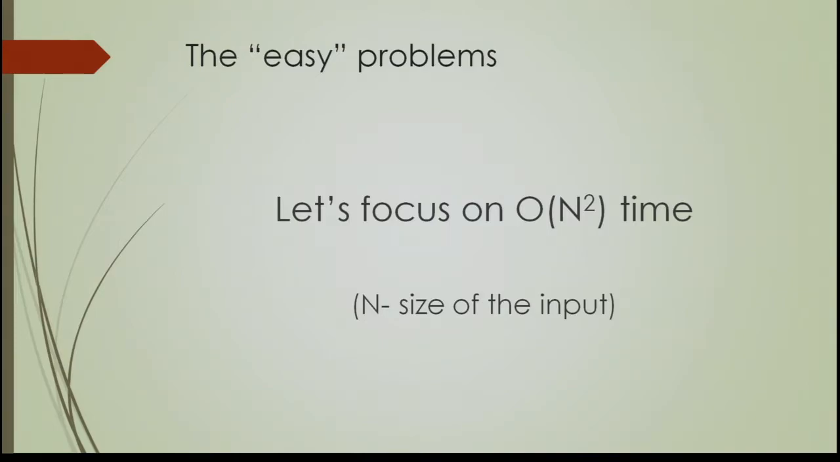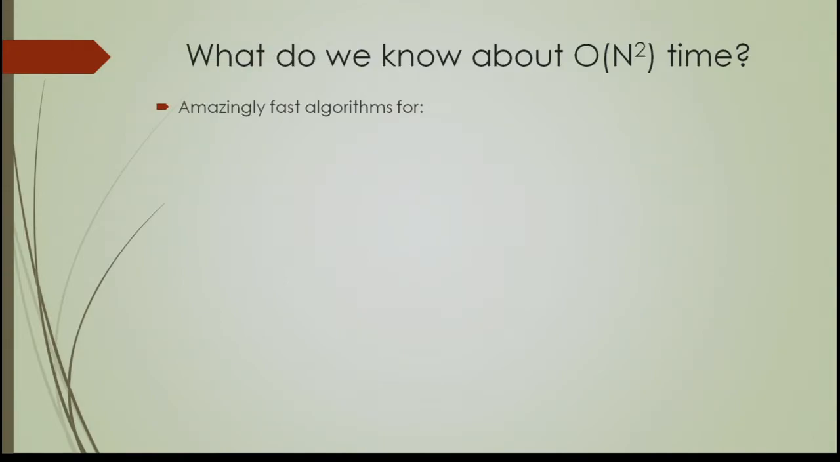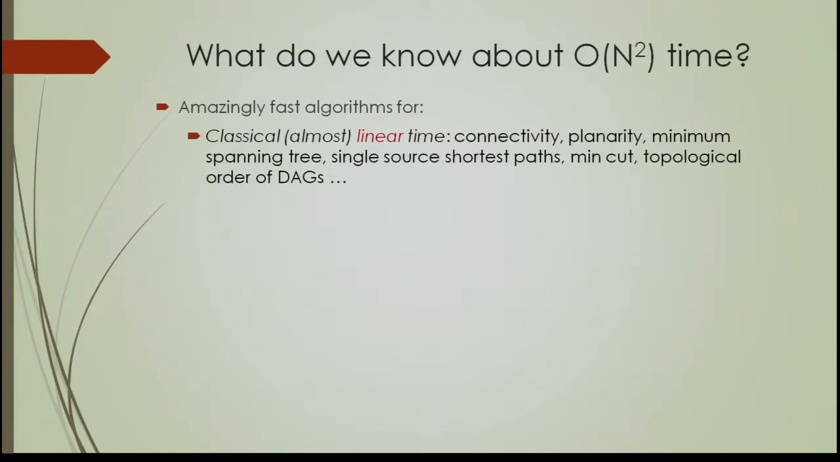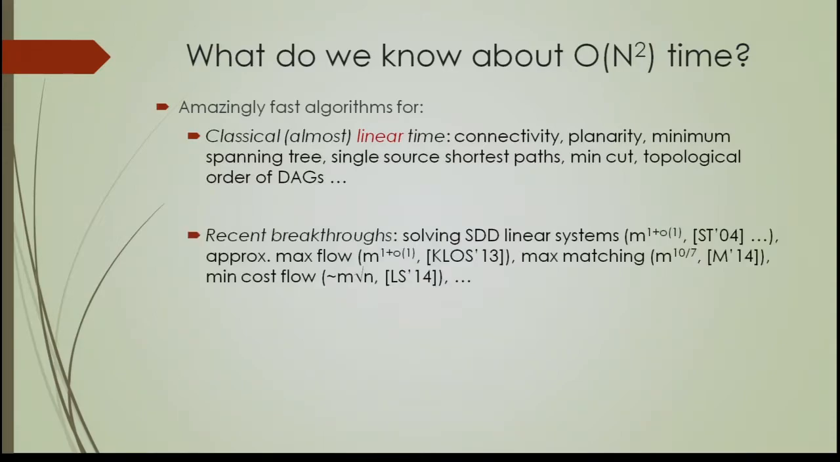What do we know about n squared time problems? We have really, really fast algorithms for a lot of interesting problems, faster than n squared time. We have all these classical linear time algorithms for strongly connected components, spanning tree, a lot of problems on graphs, and also other things like sorting and so on. But also we have really sophisticated algorithms that seem to give us really nice techniques to solve more difficult-looking problems like max flow, matching, min-cost flow, and so on.